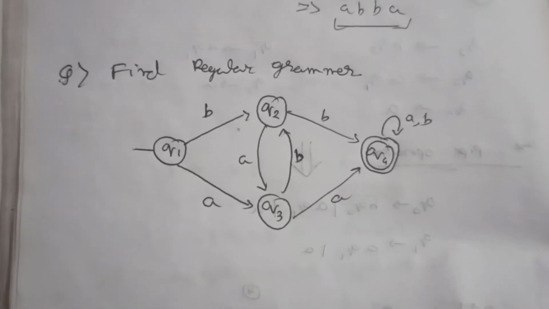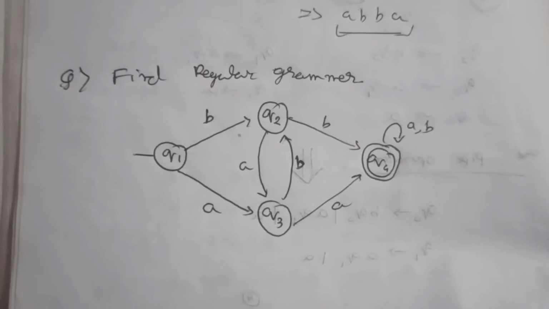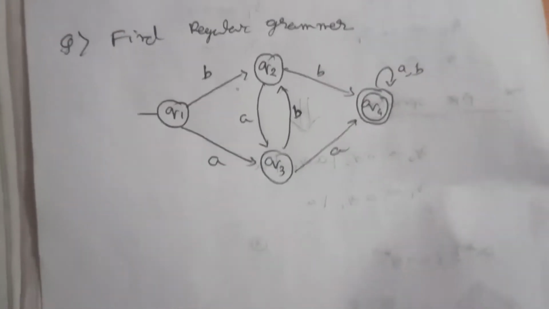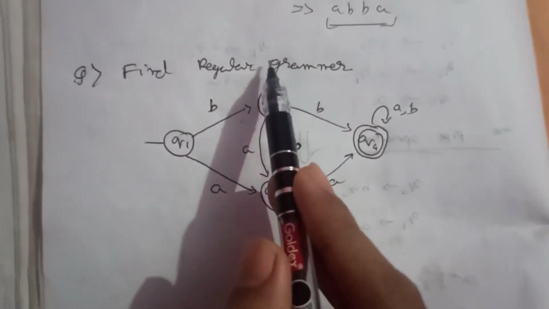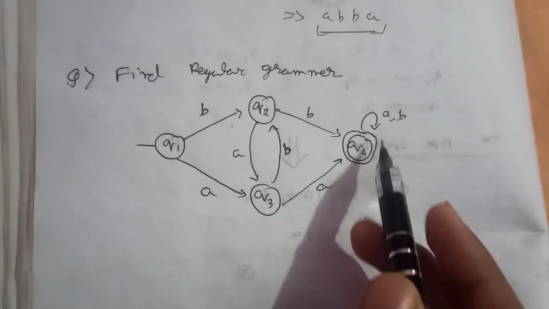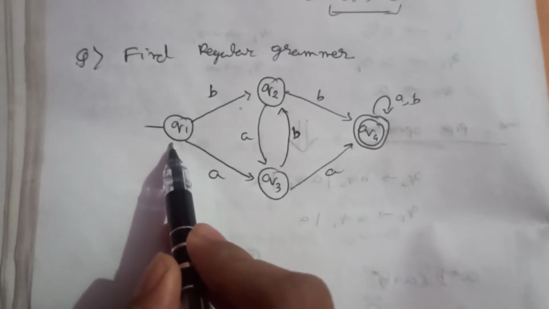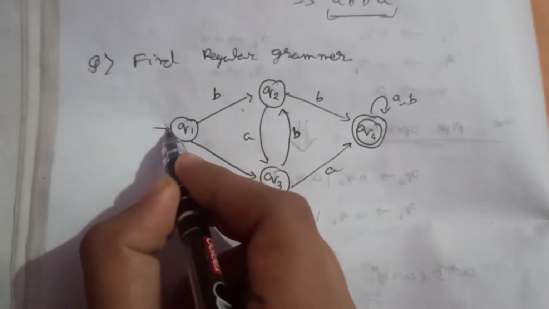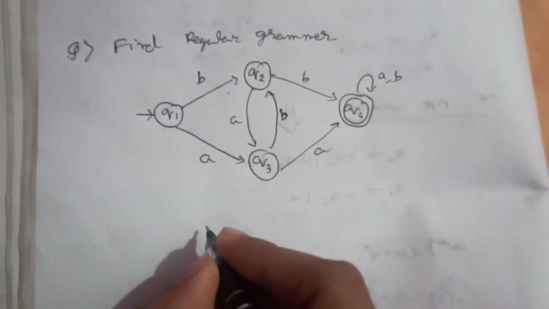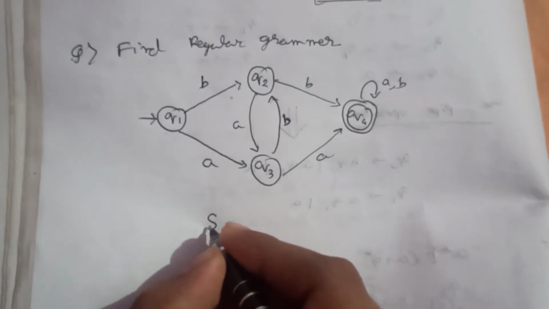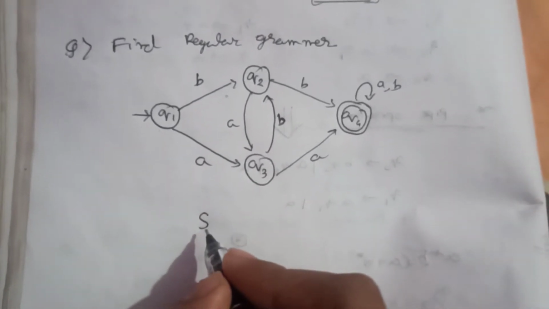Today we will learn about the conversion of regular grammar, regular expression and DFAs. So I will first create the regular grammar for this particular automata or DFA. The initial state is Q1. For Q1 I will write S. This is for the start state. I will write the start variable S.